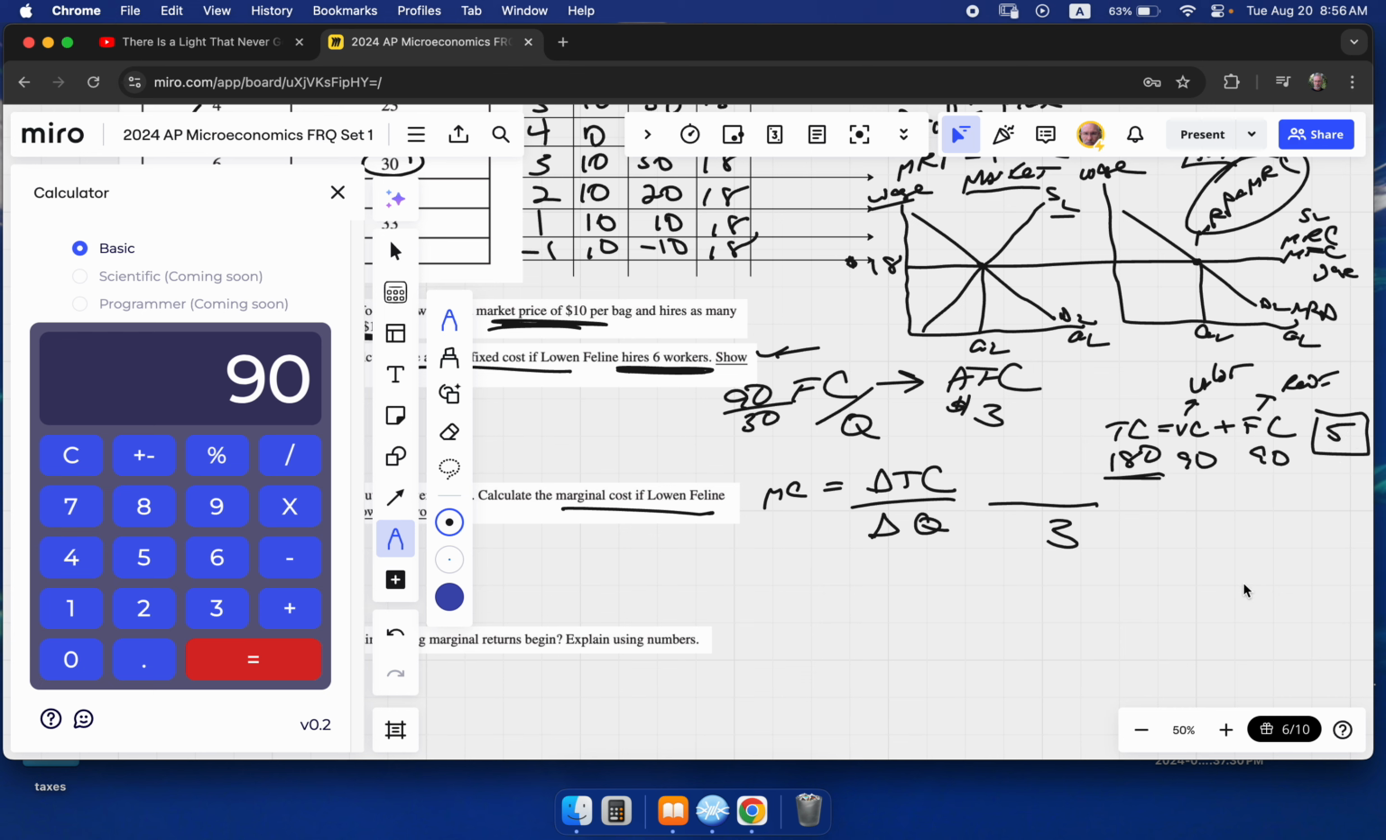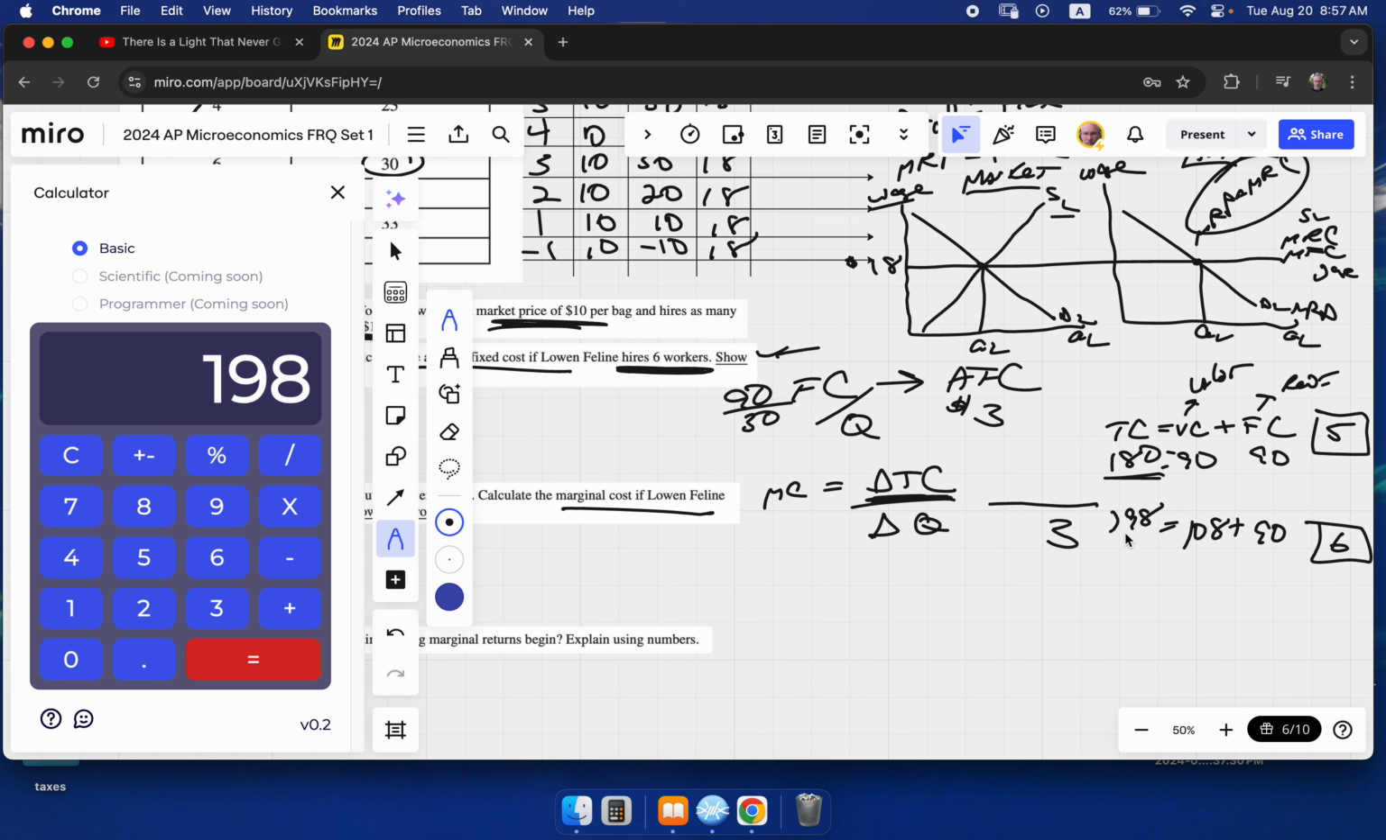Easy enough, right? We're looking for a change in total cost, so we're going from 5 to 6 workers. Our fixed cost still is 90. Our variable cost, though, would increase by 18, because we're adding one more worker who's $18. Oh, that doesn't seem right. 6 times 18, 108. That's what I was looking for. 108 plus 90 would give us 198.